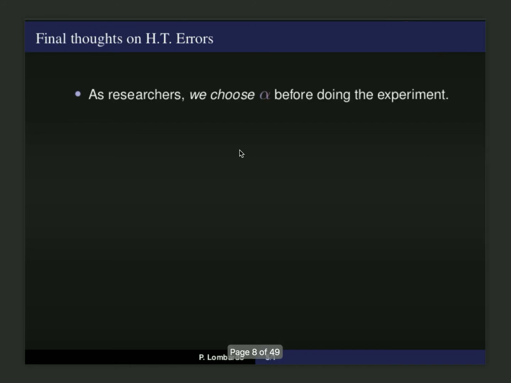I just want to make a couple of final comments and thoughts on hypothesis testing errors. First of all, keep in mind this significance level, which controls the probability of making a type 1 error. We choose this before doing the experiment, right? So oftentimes we say, I want to use a significance level of 5%. And what essentially this means is I want there to be under 5% chance of making a type 1 error in this particular hypothesis test.